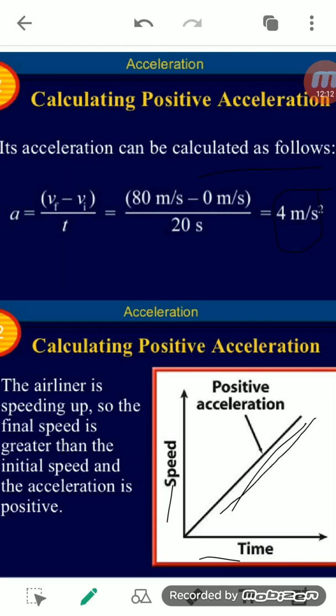So this straight path will tell us about the positive acceleration. If the final velocity is more and the initial velocity is less, then when we subtract, the result will come out positive. So that kind of acceleration is a positive acceleration. By using this formula, we are able to calculate the positive acceleration.